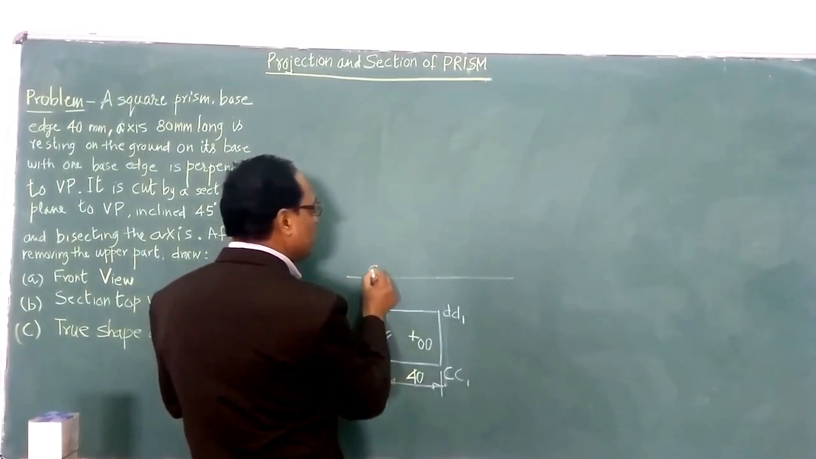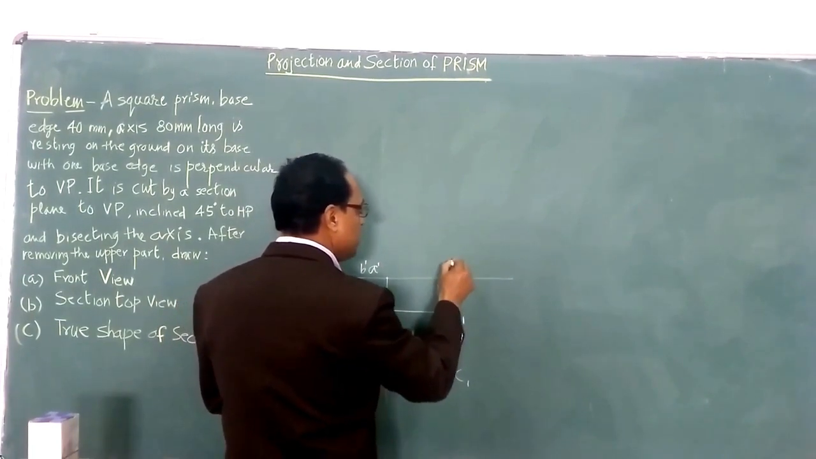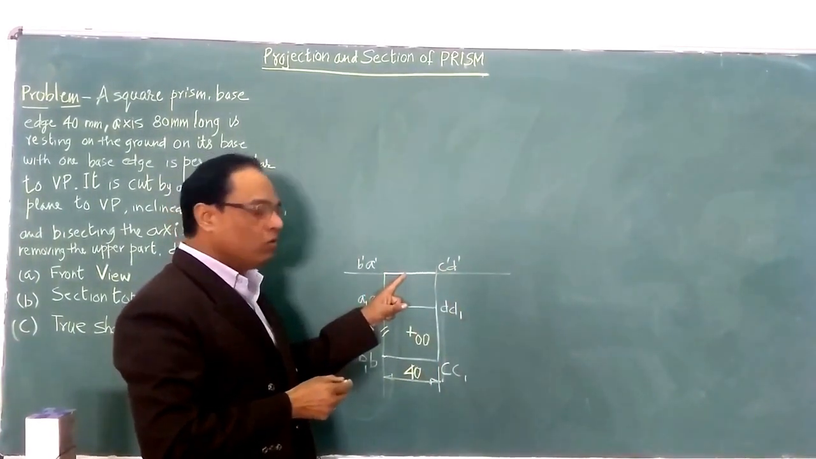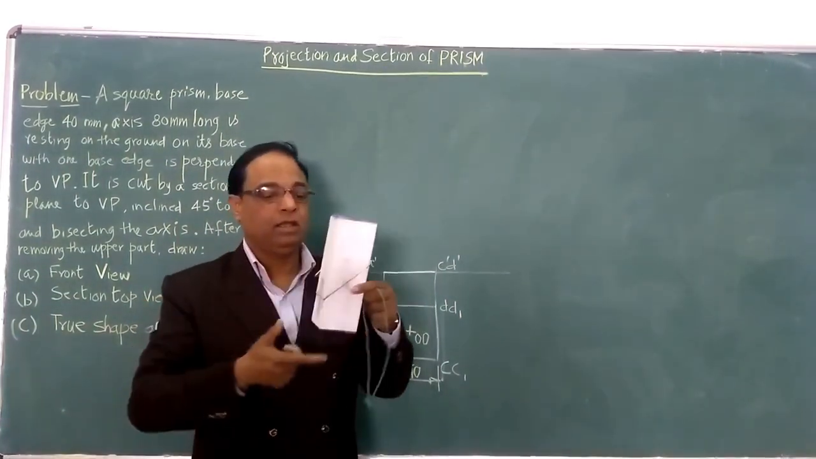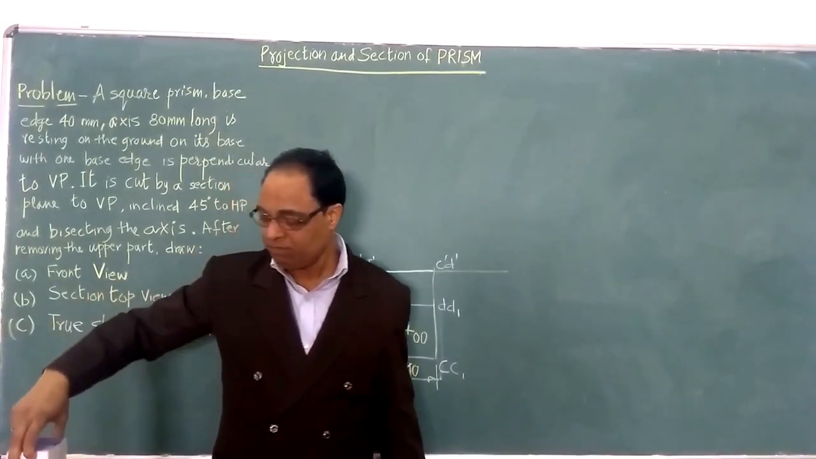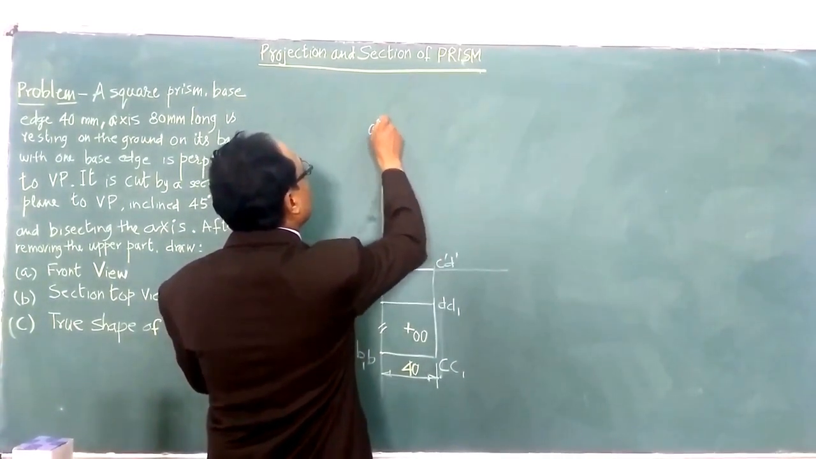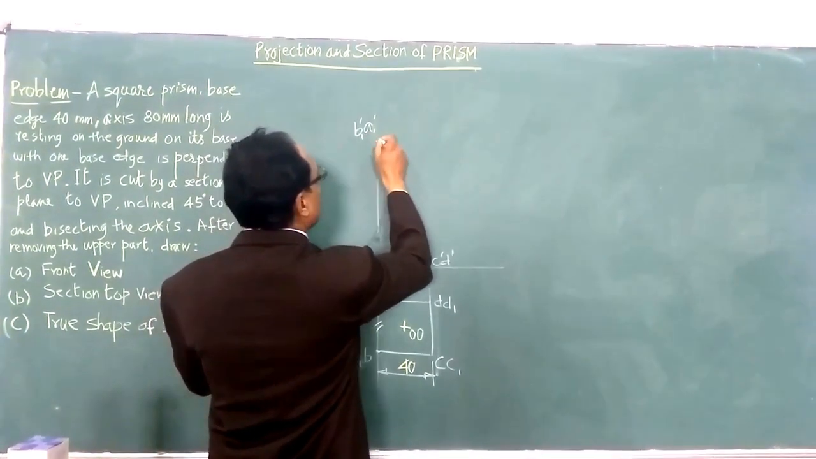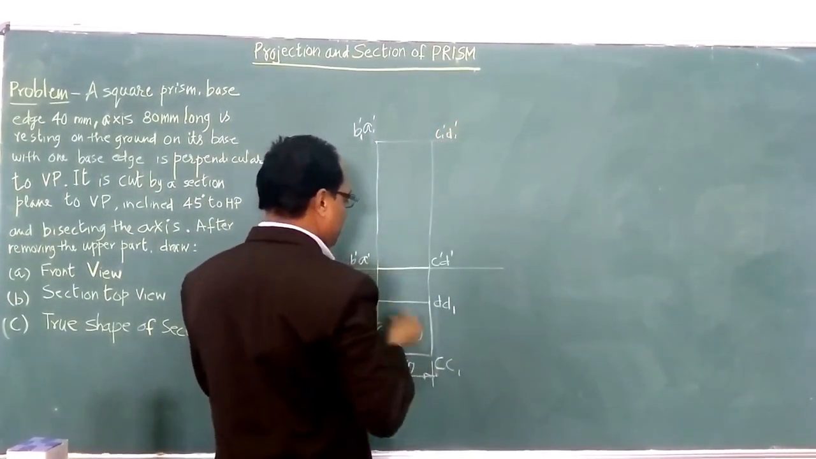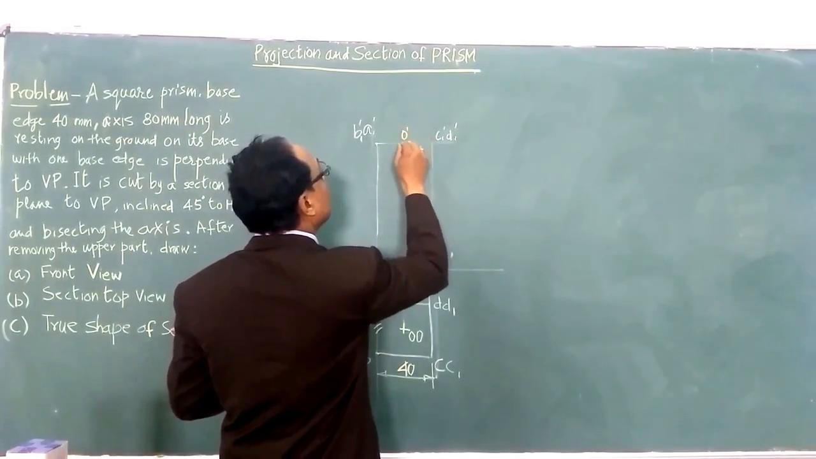A dash. Now we are going to draw the front view. A dash, B dash. Draw the projectors from C. This is C dash. And D, D dash. This is the lower base. This is the front view of the lower base. Both bases are parallel. Where will we get the front view of the upper base? 80 mm above. A1 dash, B1 dash, parallel line, C1 dash, B1 dash, and this is the O dash axis.